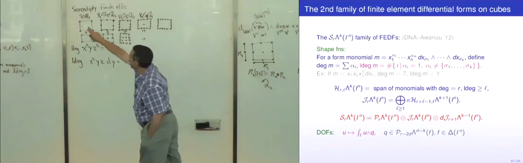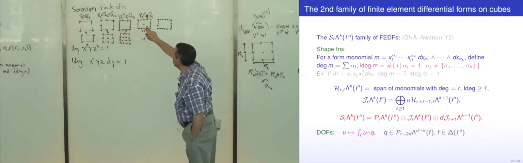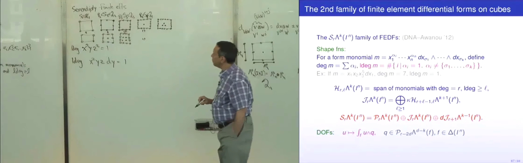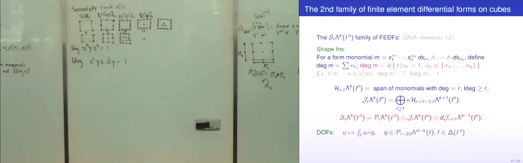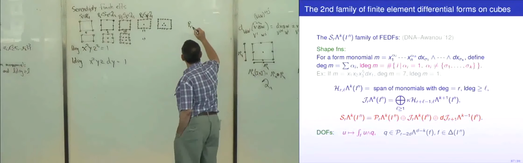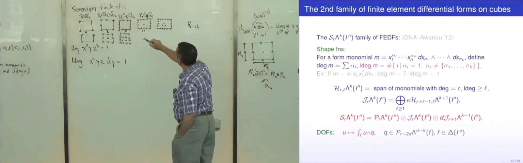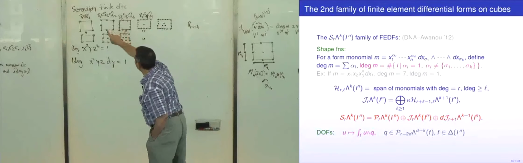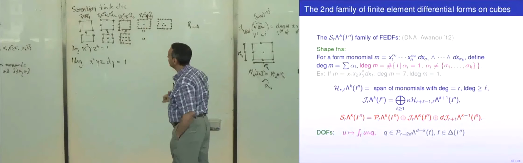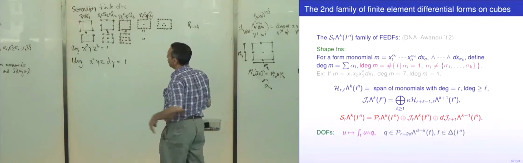And this was nothing in the interior, nothing in the interior, nothing in the interior, constants in the interior. Now we go linears in the interior. That would be the next one. And so you see that what you have is polynomials of degree r minus 2d. So let's write it out.